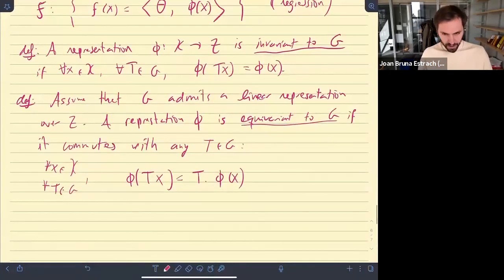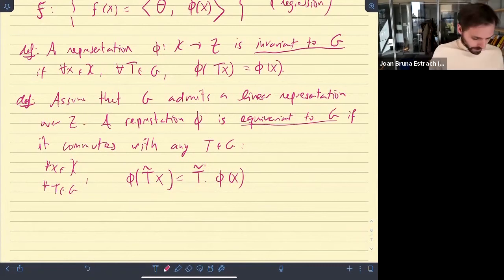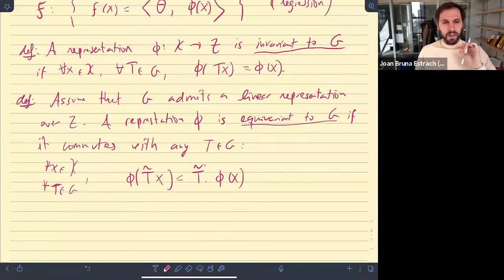Remember our previous notation: whenever we had a transformation acting on something else, we put a tilde. Think of this as a different tilde, just to illustrate that the way this transformation acts on the feature space might be specific. But the key point is that we have this commutation: for a given T, we have an exact correspondence on how a given element of the group acts on the objects in both X and Z.